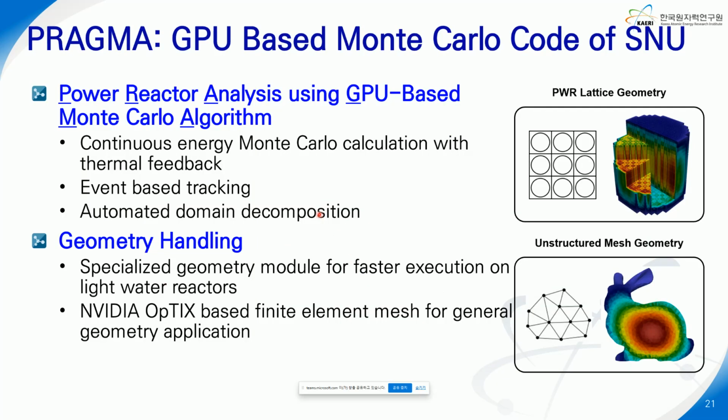At my reactor physics research group at Seoul National University, we have been developing a GPU-based Monte Carlo code with the thermal feedback for superior computing performance in power reactor calculation. The name of the code is Pragma, which stands for Power Reactor Analysis Using GPU-based Monte Carlo Algorithm.